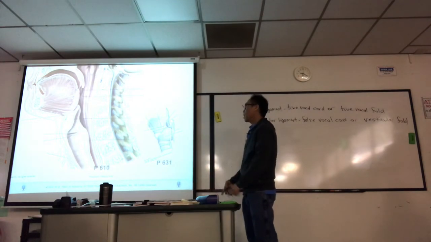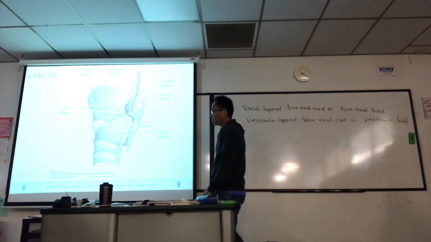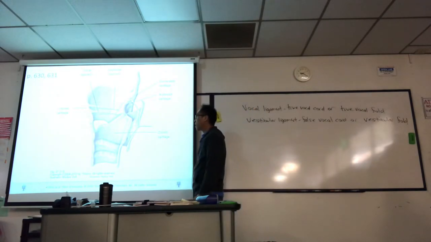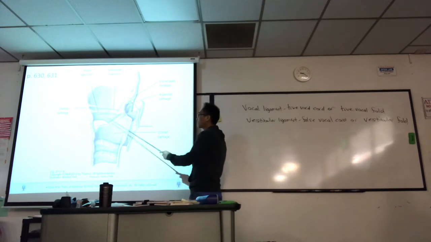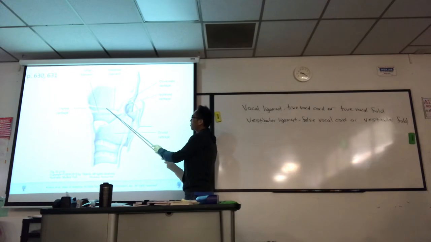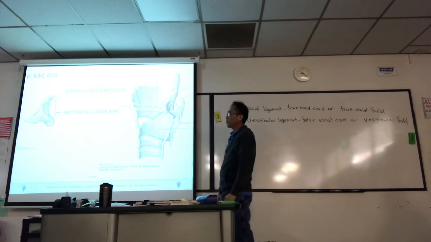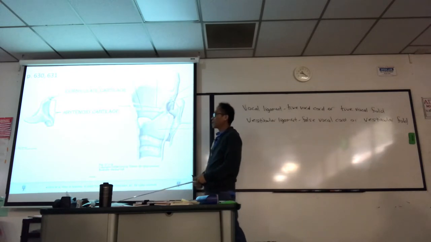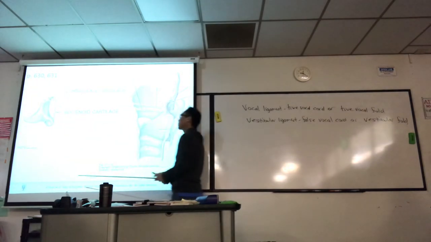Move on. Two, this picture here, where it's just showing you a close-up of the view we just saw. Okay, just remember, top one is false. It's the vestibular ligament, the false vocal cord, true vocal cord. Okay, here's a view of the arytenoid and corniculate isolated. Arytenoid, corniculate, all by itself.